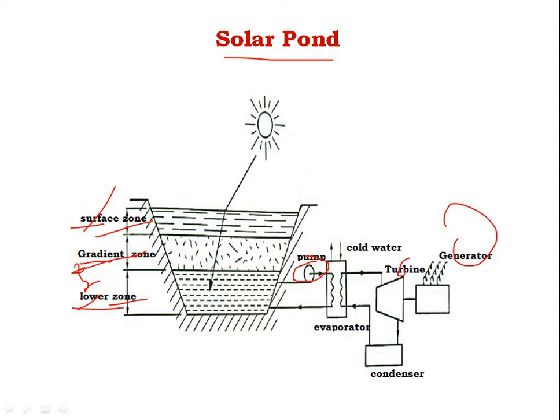The top zone is the surface zone, which has the least salt content, and its temperature is atmospheric temperature. The bottom zone has maximum salt content and it has a high temperature, 70 to 85 degrees Celsius. This is the zone that collects and stores the solar energy as heat energy. In between these two zones there is a gradient zone. You all can see the gradient zone between the first and third. The second one is the gradient zone, which lies between the surface zone and the lower zone.